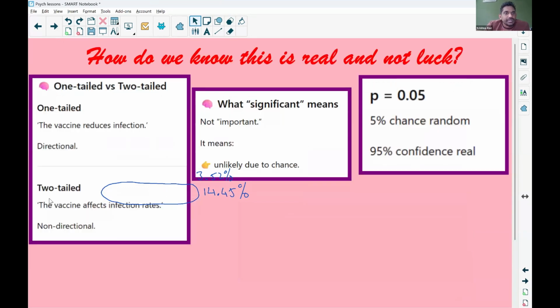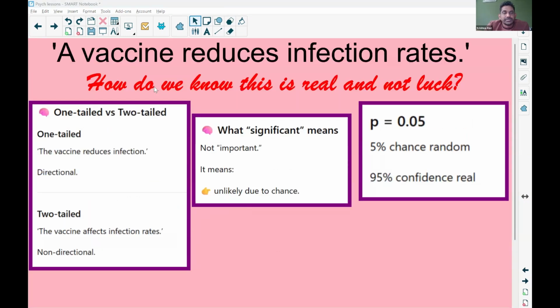So let's talk about some things that you might see. How do we know this is real? I've missed out a bit there. All right. Vaccine reduces infection rates. How do we know this is real and not luck? So, yeah, we need to just understand a few things, notations that you're given.